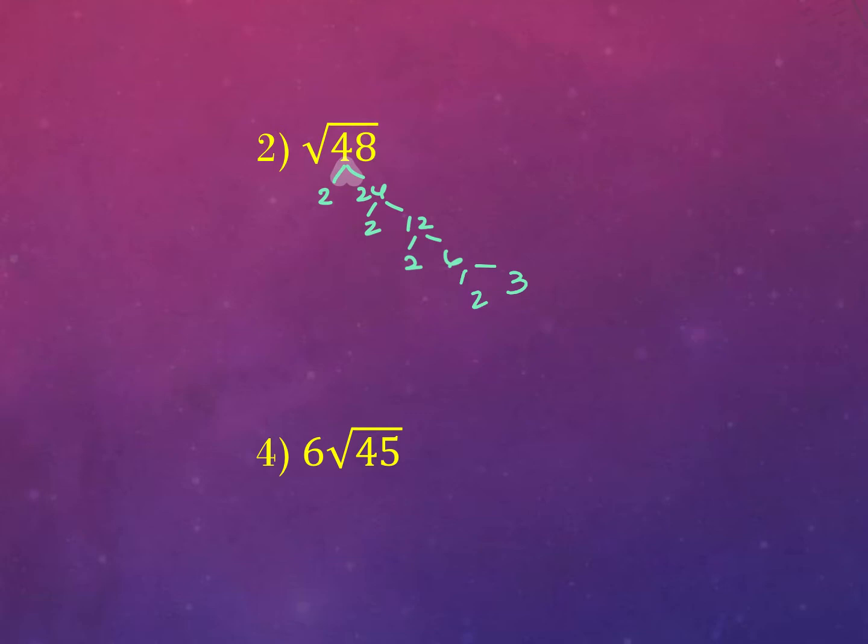Now for each pair of numbers, that one number is going to the outside. So a pair of 2s means one 2 goes to the outside. Second pair of 2s brings another 2 to the outside. There's one 3 without a match. That stays underneath. And then if we bring out more than one number or leave under the radical more than one number, we multiply them together. So this becomes 4 square root 3.